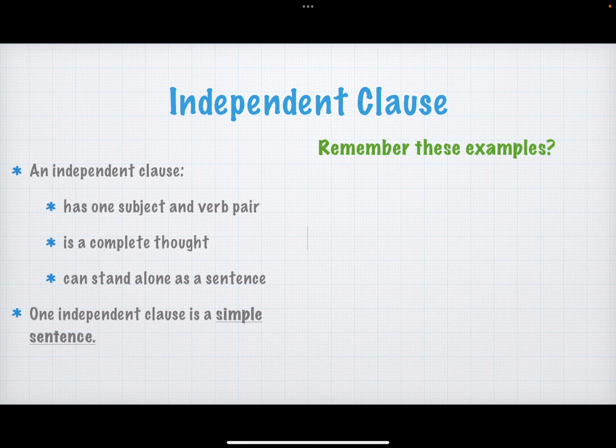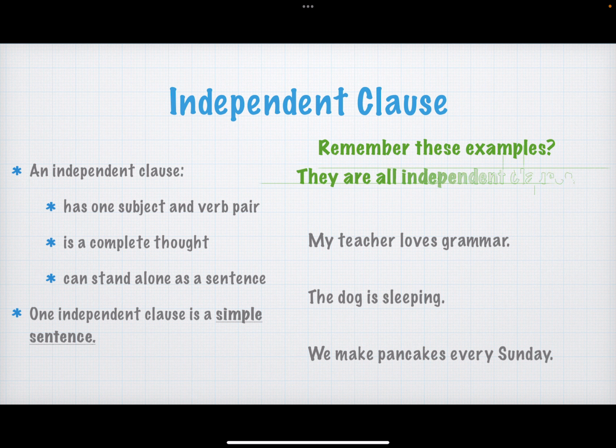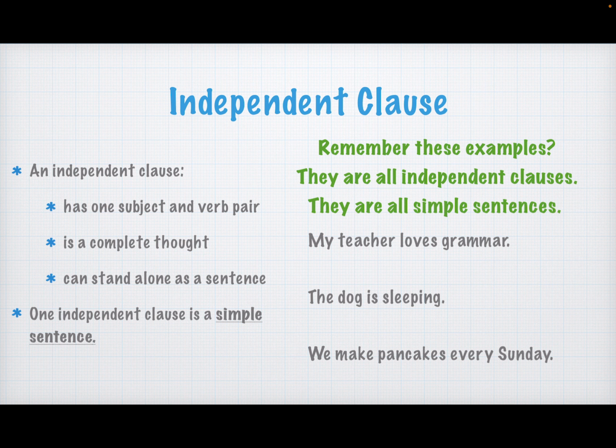Remember the examples from the previous slide? My teacher loves grammar. The dog is sleeping. We make pancakes every Sunday. Well, guess what? They are all independent clauses, which means they are also all simple sentences.